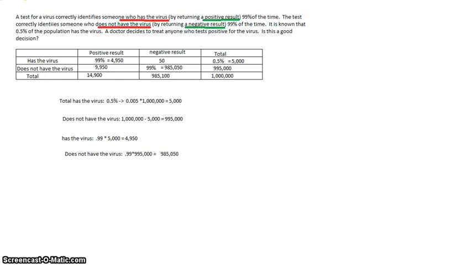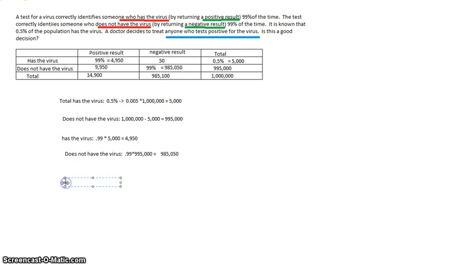Now we can answer the question. The ultimate question we want to ask ourselves is this. A doctor decides to treat anyone who tests positive for a virus. Is this a good decision? Well, we want to look at what is the percentage of people who test positive for the virus. So here's the positive result. The total number of people that get a positive result is 14,900.